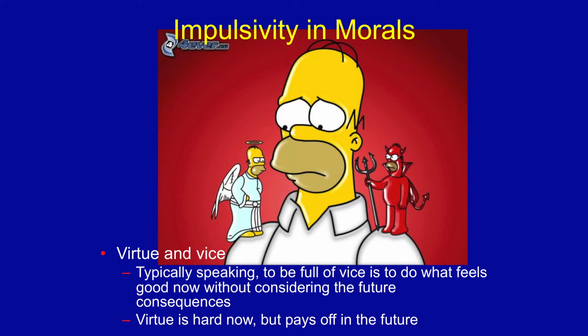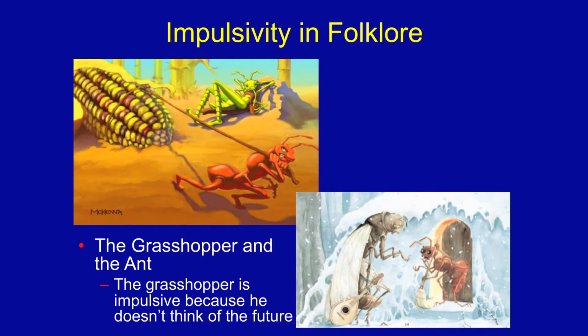Whereas generally being virtuous means maybe encountering difficulties now in the hope that in the future you're working towards something, whether it be the afterlife or just 10 years from now, it doesn't really matter. So the grasshopper, you see him here, he's got his fiddle, it's hard to see, and he's just hanging out and sipping a drink. And this ant is working his butt off and it's hot and he's dragging this corn around. And the grasshopper's like, hey, have a good time.